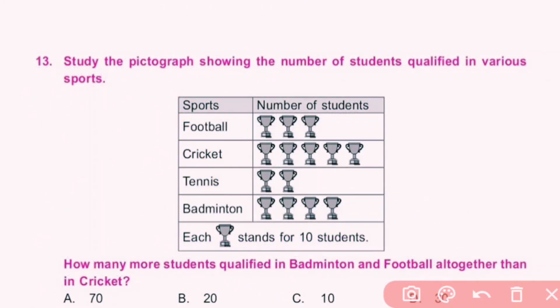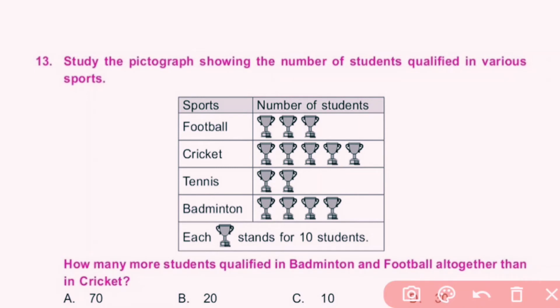Question number 13. Study the pictograph showing the number of students qualified in various sports. Here sports and number of students are given. Each trophy stands for 10 students. How many more students qualified in badminton and football altogether than in cricket?